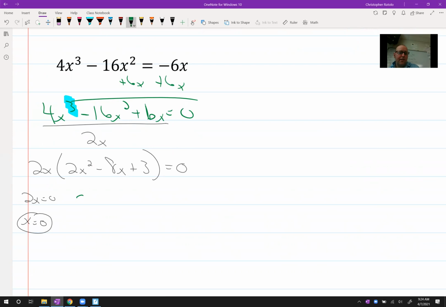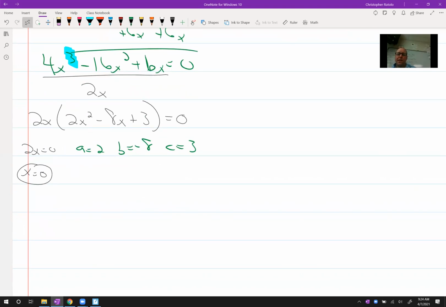You're ignored now. A equals 2, B equals negative 8, and C equals 3. And we're going to start plugging those in. Do you have it memorized yet? Negative B plus or minus square root of B squared minus 4AC all over 2A equals X. All right, there we go.